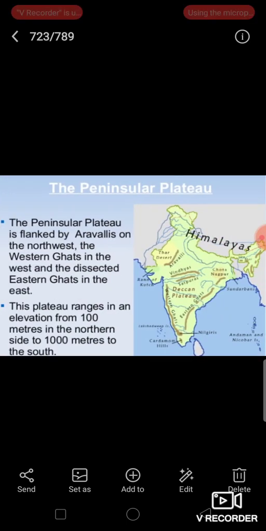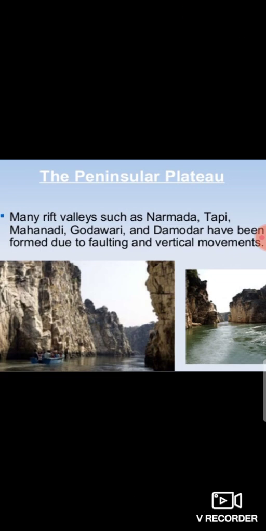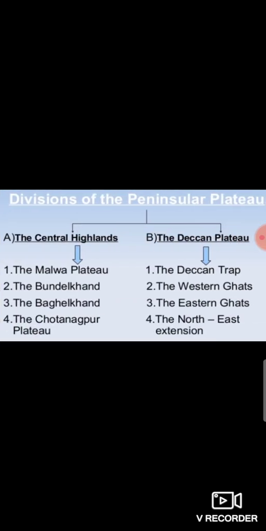The Peninsular Plateau is flanked by the Aravallis on the northwest, the Western Ghats in the west, and the dissected Eastern Ghats in the east. This plateau ranges in elevation from 100 meters in the northern side to 1000 meters in the south. Many rift valleys such as Narmada, Tapi, Mahanadi, Godavari and Damodar have been formed due to faulting and vertical movements. Now, this plateau consists of two broad divisions, namely the Central Highlands and the Deccan Plateau.